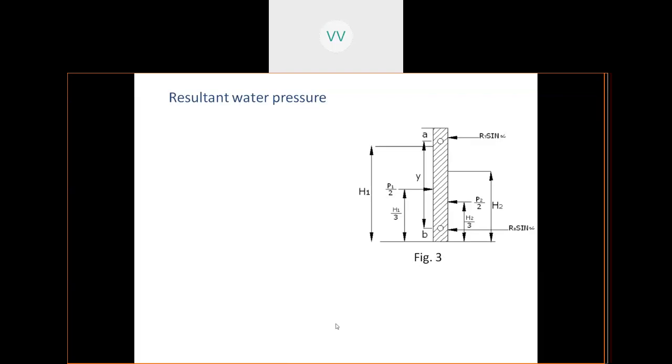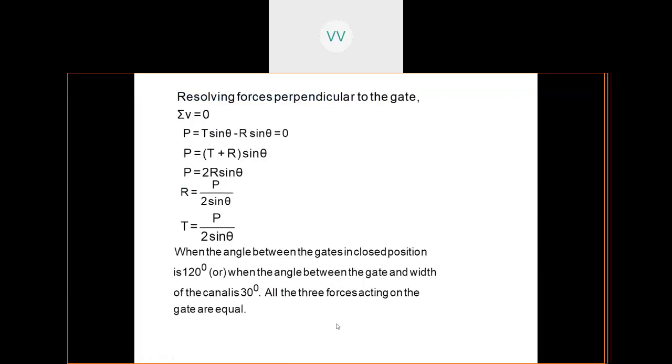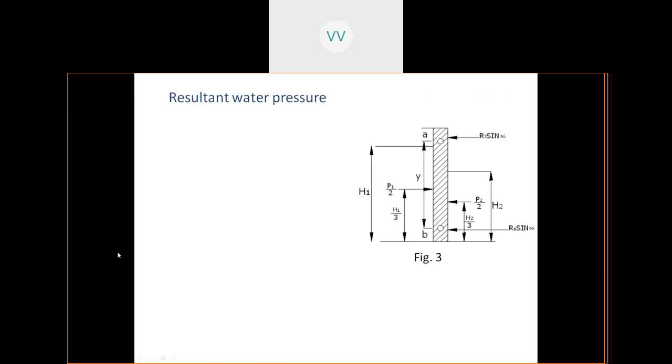So now finding out the resultant pressure on the gate. So here this is the gate, this is the bottom hinge, this is the top hinge. So now H1 is the height of water standing on the upstream side, and H2 is the height of the water standing on the downstream side. L is equal to the length of the gate.